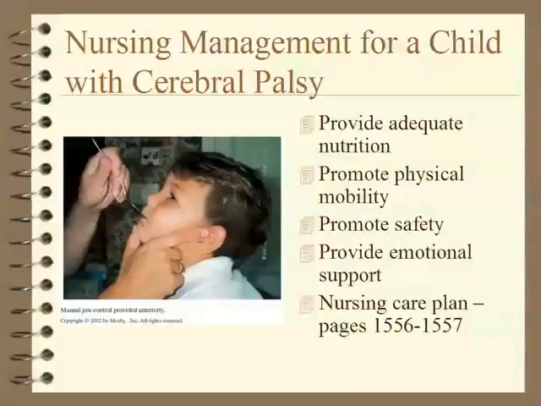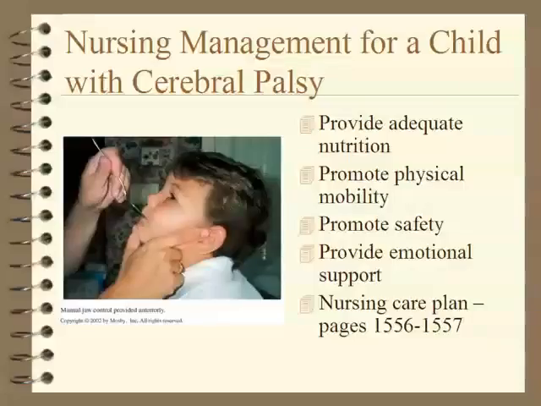Certainly physical mobility is important as well. Range of motion exercises are important to maintain joint flexibility and prevent contractures. Physical therapy would certainly be appropriate here, as would speech therapy, especially with the swallowing difficulties. Occupational therapy as well may come into play. You may see children with CP using AFOs, or ankle foot orthotics. They may be using walkers or other types of braces. Some may be confined to wheelchairs. So we want to promote what physical ability the child has and work from there.